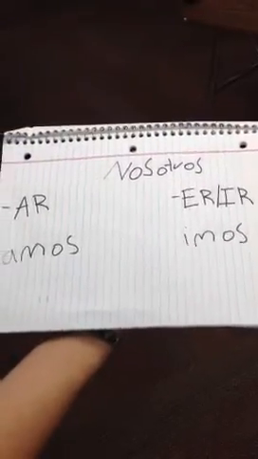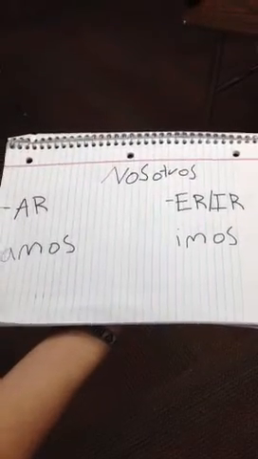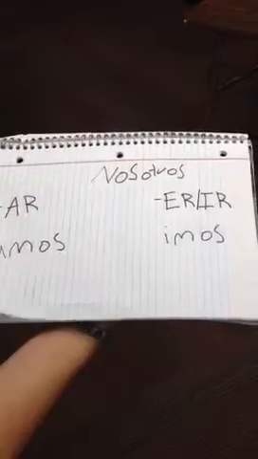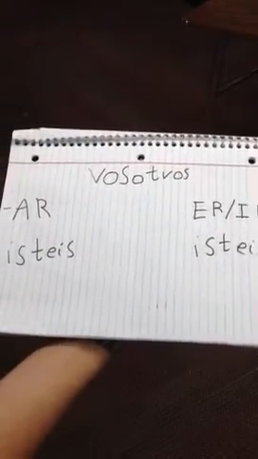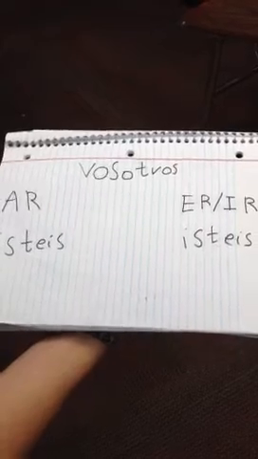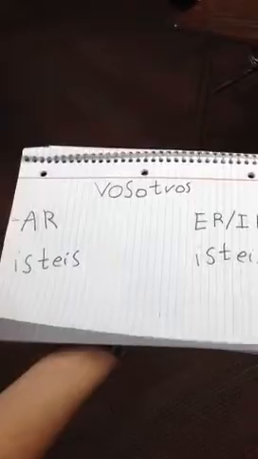For nosotros, for AR verbs use -amos, and for ER and IR verbs use -imos. For vosotros, for AR verbs use -asteis, and for ER and IR verbs use -isteis. These are both the same conjugation.